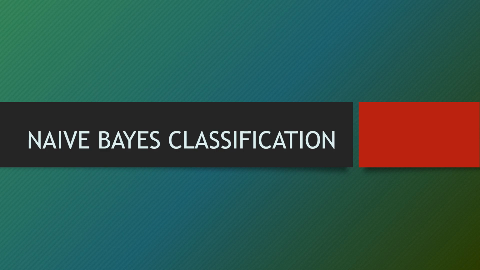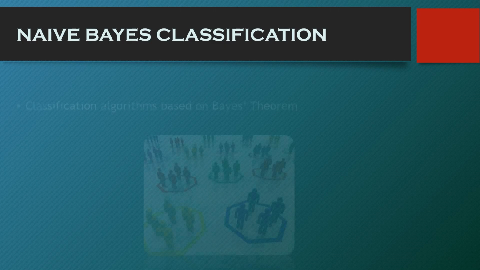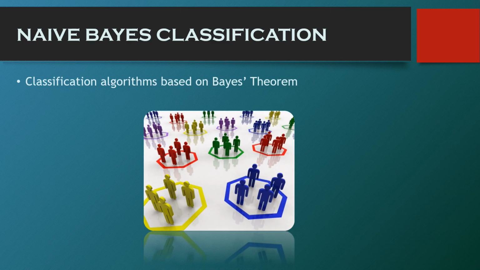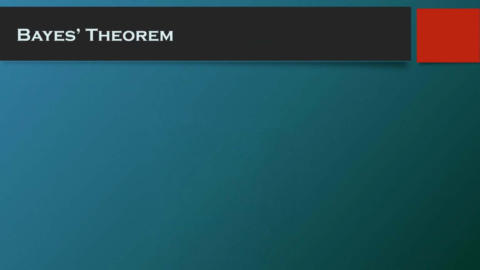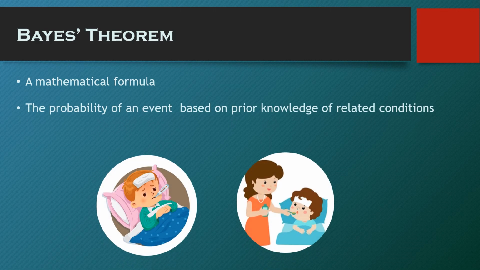Welcome everybody. Today we will learn a probability-based supervised machine learning algorithm, naive Bayes classification. Naive Bayes classification is a collection of classification algorithms based on Bayes theorem. Bayes theorem is a mathematical formula that describes the probability of an event based on prior knowledge of conditions that might be related to that event. It is derived from the conditional probability.